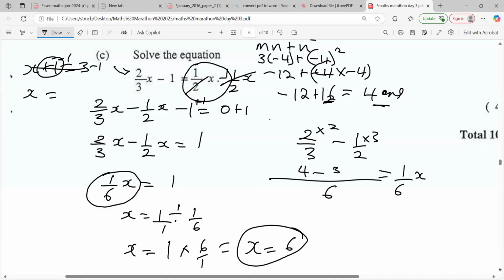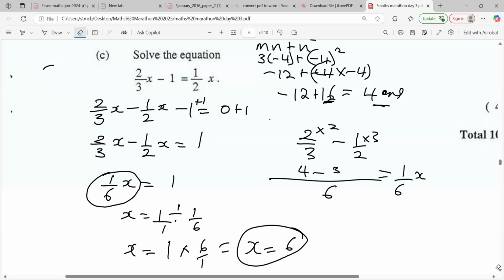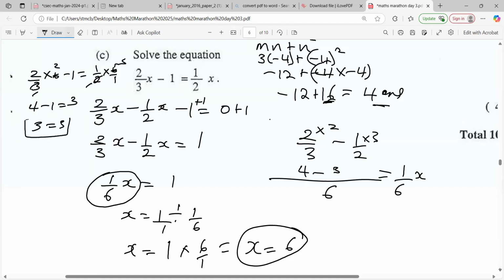All right, so x is equal to 6. And if you're doing CXC and you want to check it, all you do is plug the 6 in anywhere x is. So what this is saying is 2/3 times 6 minus 1 equal a half times 6. Let's see if the two sides are equal. 3 into 6 is 2, 2 times 2 is 4, 4 minus 1. Now this side, 2 into 6 is 3. 4 minus 1 is 3. 3 is equal to 3.